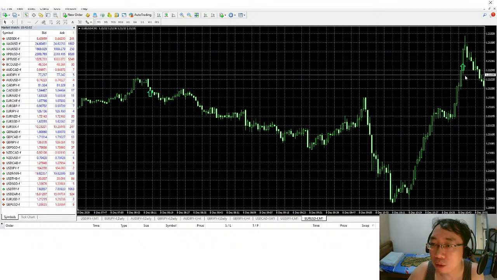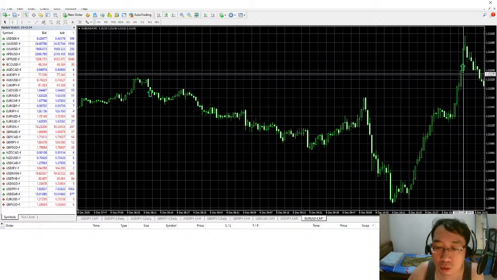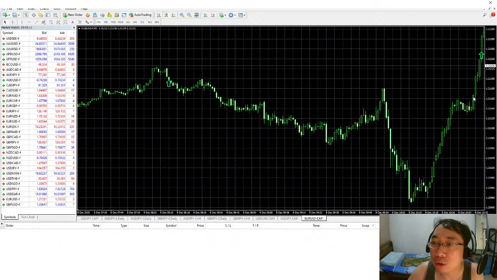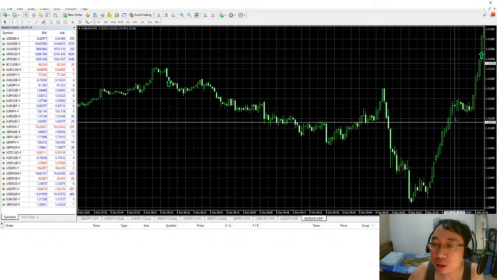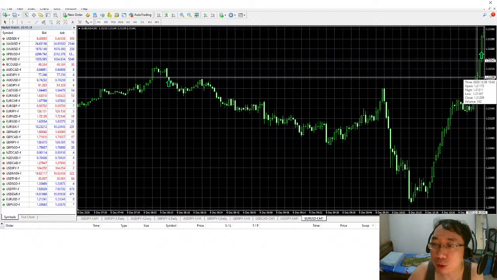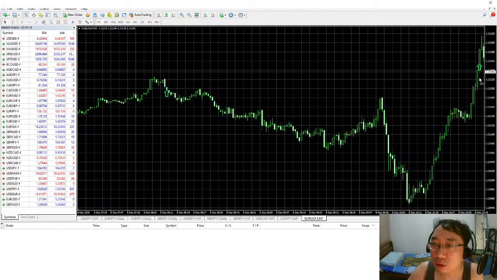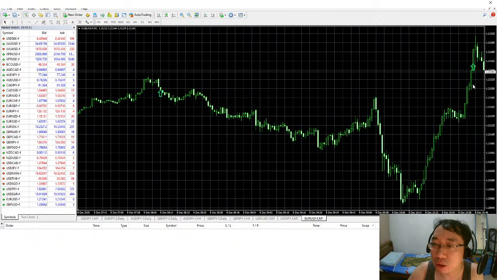Where was it? Okay, here. Euro USD 10:45. So this one, yeah, I missed the breakout here. So I entered the breakout late. I saw that the breakout was probably going to continue.